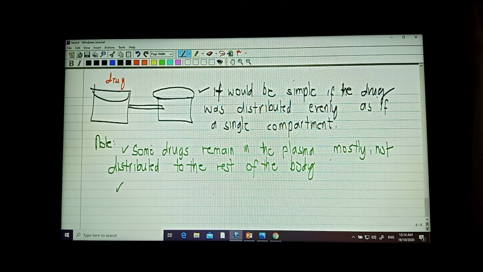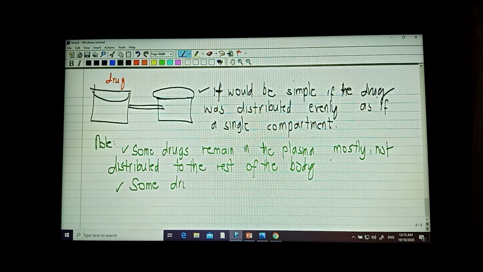So, it would be simple talaga if the drug was distributed evenly as if a single compartment. Simple lang sana siya kung ganon yung nangyayari, kaso hindi. If the drug was added to the total body and distributed evenly between the plasma and the rest of the body, kaso that's not the case. It rarely happens because, you have to take note, some drugs remain in the plasma mostly, not distributed to the rest of the body, and some drugs are extensively distributed to the rest of the body.